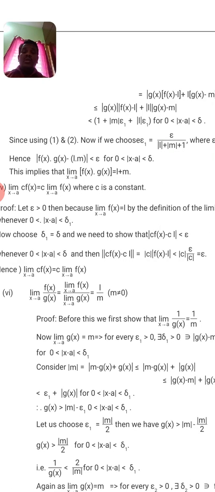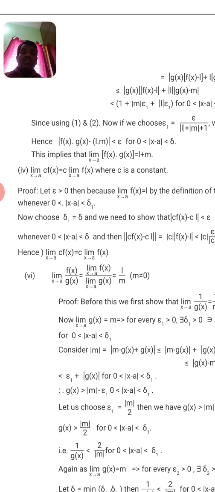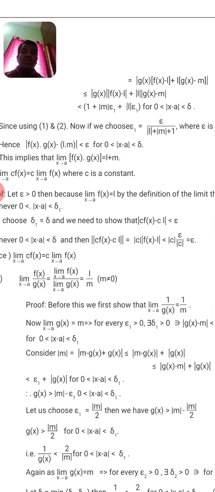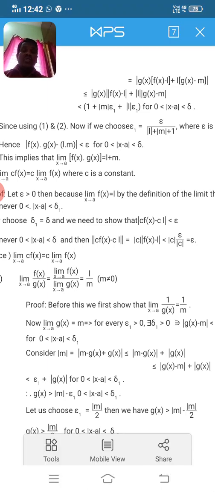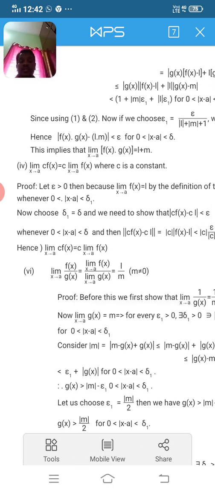Now we choose delta 1 equal to delta, and we need to show that modulus c into f(x) minus c into L is less than epsilon, whenever 0 is less than modulus x minus a less than delta. Modulus c into f(x) minus c into L is equal to modulus c into modulus f(x) minus L, which is less than modulus c, the constant c, into epsilon by modulus c. So after simplification we have epsilon, and hence limit x tends to a of c into f(x) is equal to c into limit x tends to a of f(x).